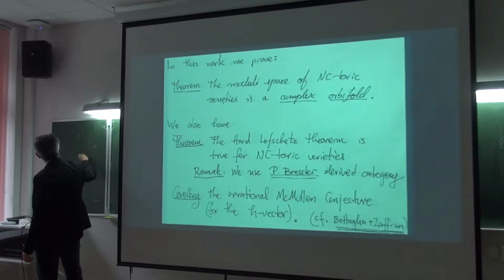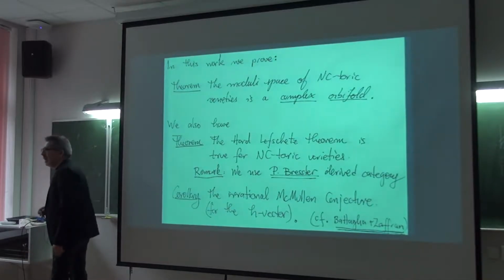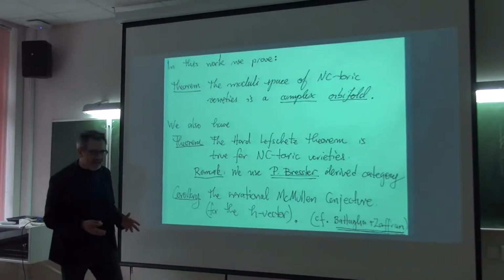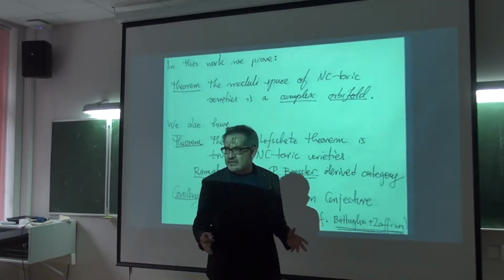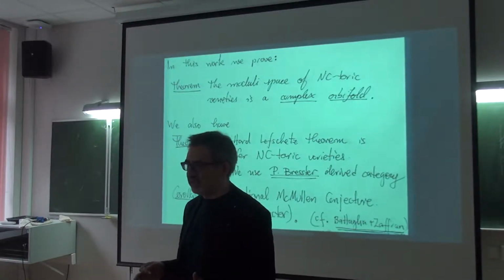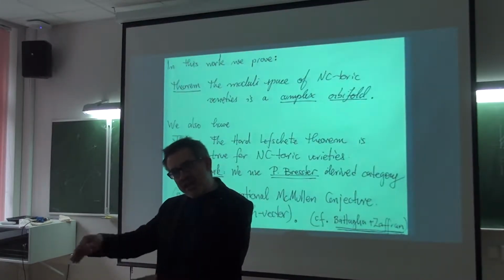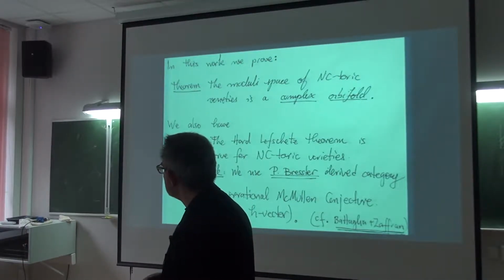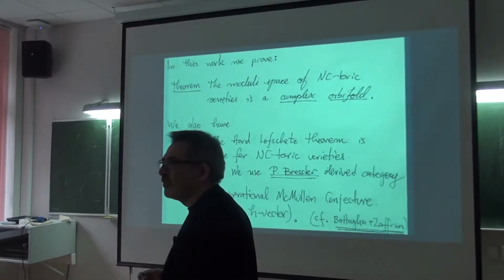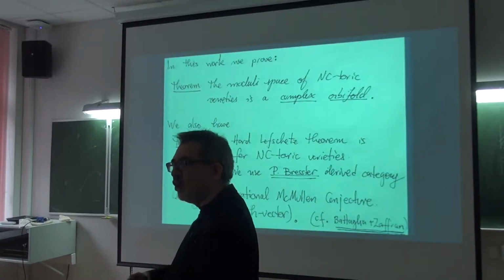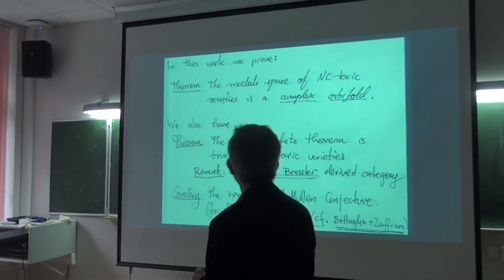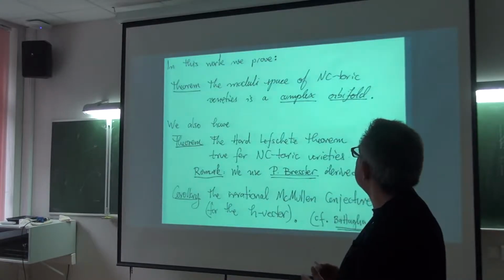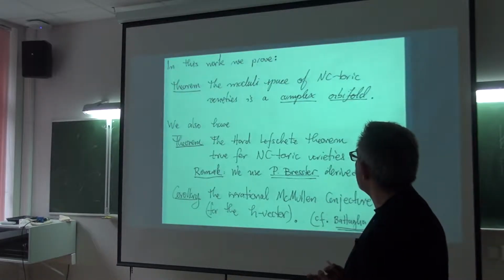The rational points in this moduli space are the ordinary toric varieties, the classical ones, the commutative ones. And every irrational point in that moduli space is a quantum toric variety that is non-commutative. So the moduli space of quantum toric varieties is a complex orbifold.